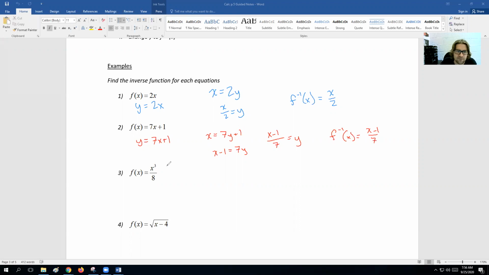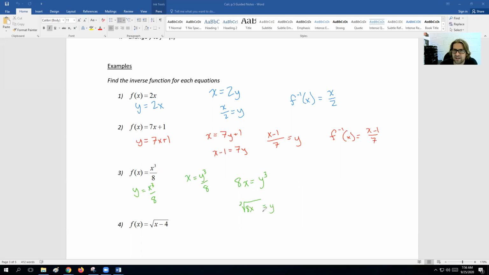All right, let's just keep it going. Next, okay, x cubed over 8. So y equals x cubed over 8. So let's change this to x equals y cubed over 8. All right, if I had to get rid of the over 8, I'd times the other side by 8. And so I would get 8x is equal to y cubed. And then to get the y by itself, I take the cube root. So I do the cube root of 8x.